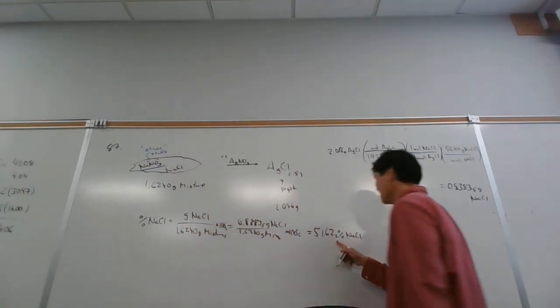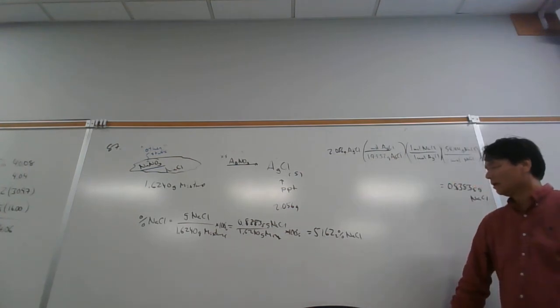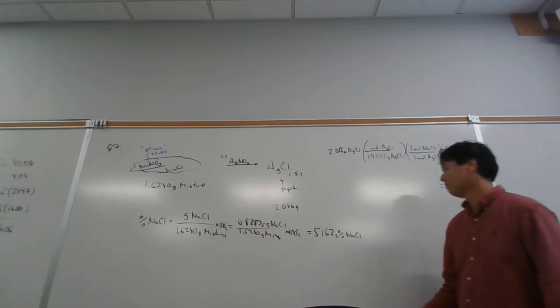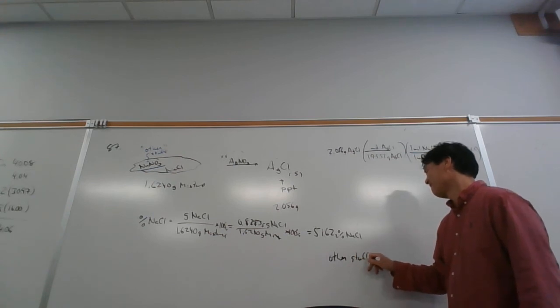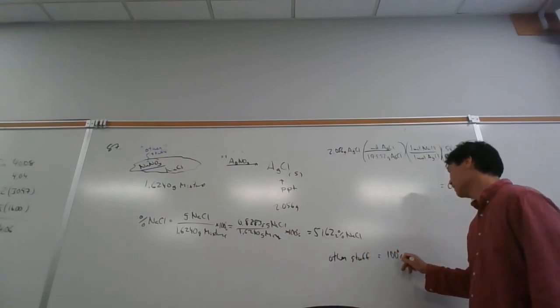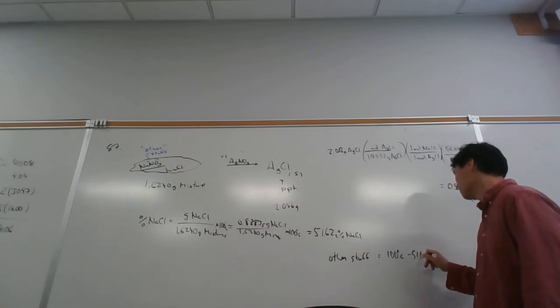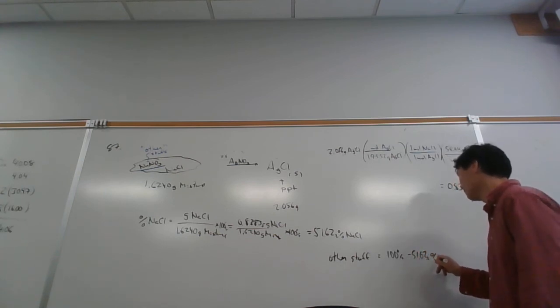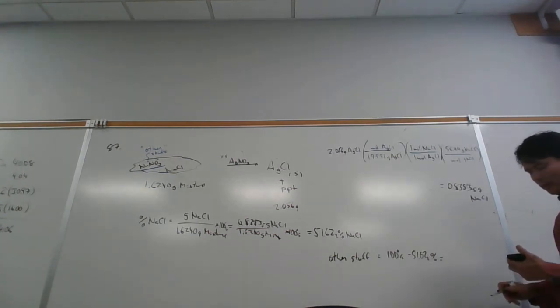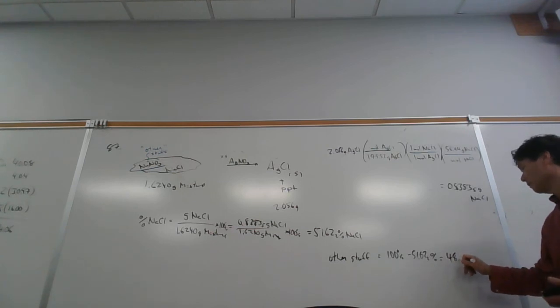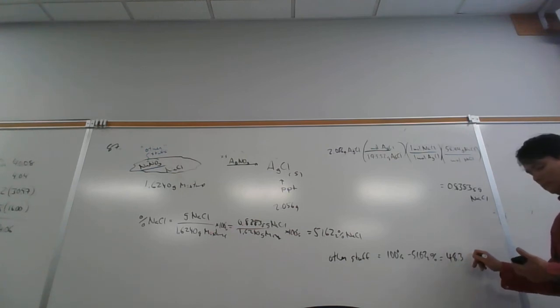If it's 51.62% sodium chloride, what's the percentage of the other stuff in the mixture? And so the other stuff is equal to 100% minus 51.622%. It's 48.38. I'll just do 48.38% other stuff.